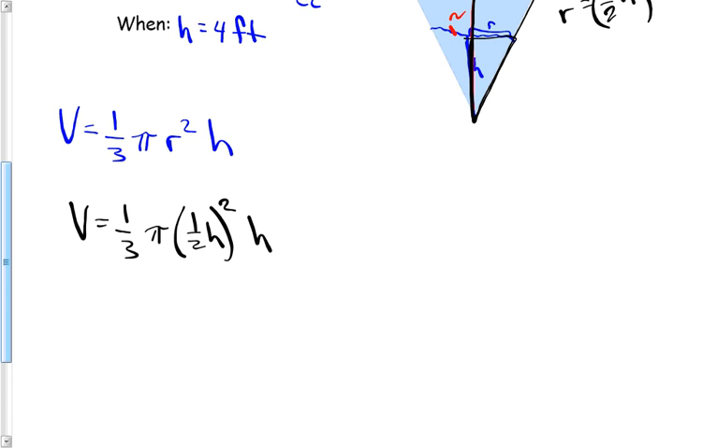Another thing that's really important, the simpler you can make your original equation, the easier it is going to be to find the derivative. So will you go ahead and simplify that for me?